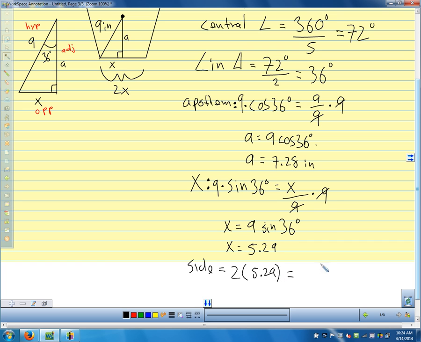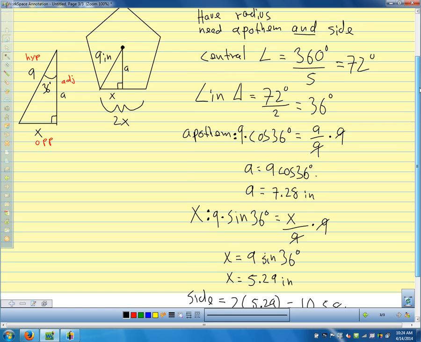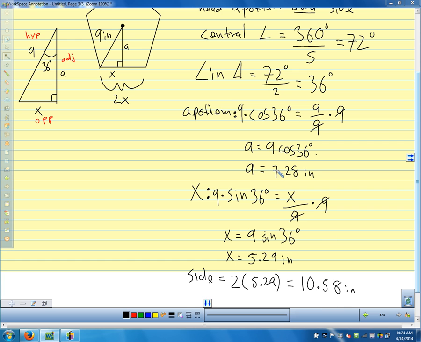And 2 times 5.29 gives me 10.58. Now I have all the pieces for my formula. I have the side length, I have the apothem, so I can find the perimeter. One side is 10.58, so the perimeter is 5 times that since I have a pentagon. 5 times 10.58 is 52.9.